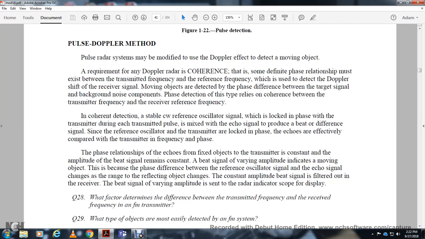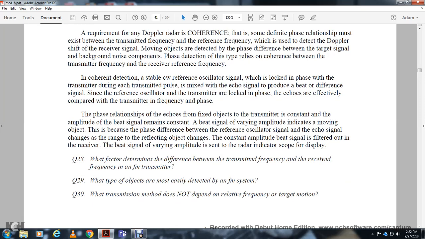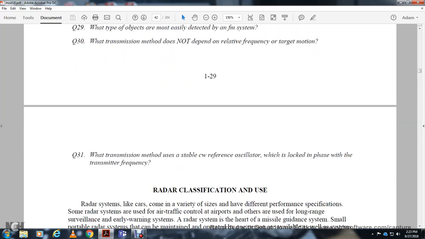The coherent detection uses a stable continuous wave reference oscillator signal that is locked in phase with the transmitter during each transmitted pulse. It is mixed with the echo signal to produce a beat or difference signal. The reference oscillator is locked in phase with the transmitter, so the phase of the echo is effectively compared with the transmitter frequency phase. For a fixed object, the phase relationship between the echo and the transmitter is constant, and the amplitude of the beat signal remains constant. A beat signal of varying amplitude indicates a moving object, based on the phase difference between the reference oscillator signal and the echo signal, which changes with the range of the reflecting object. The constant amplitude beat signal is filtered out by the receiver. The beat signal of varying amplitude is displayed on the radar indicator oscilloscope.